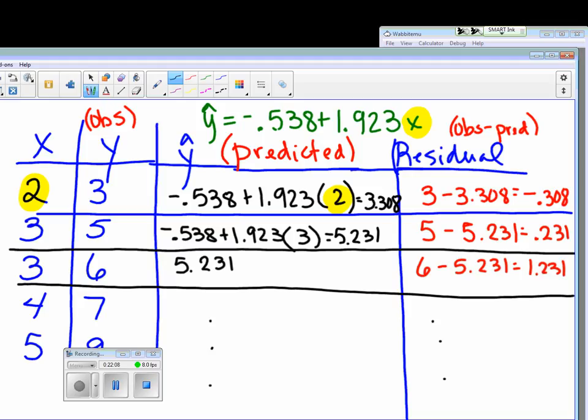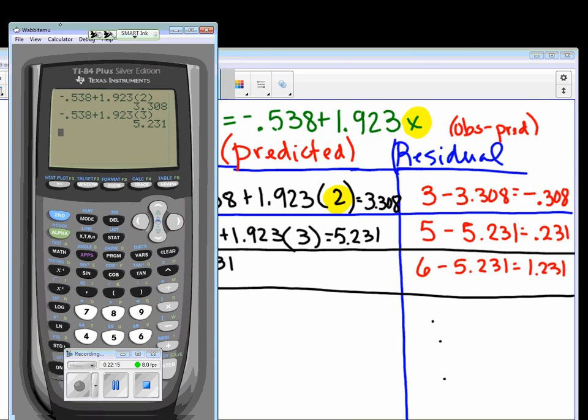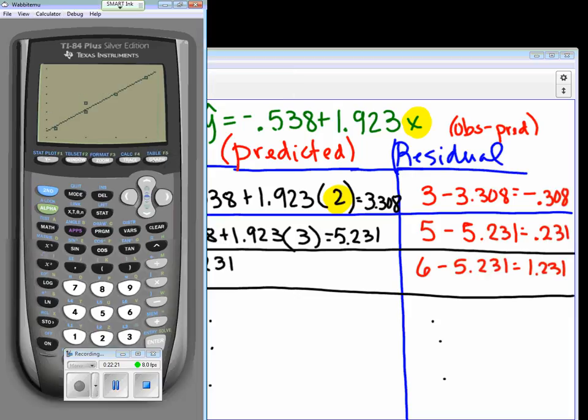Notice that they're small. They're the vertical distances from my scatter plot. If we go back to my scatter plot, you will see that this first point should have a negative residual, and it did. Negative 0.308. It's below the line of best fit. The second point, 0.231, okay? And then we have 1.231, and so forth.